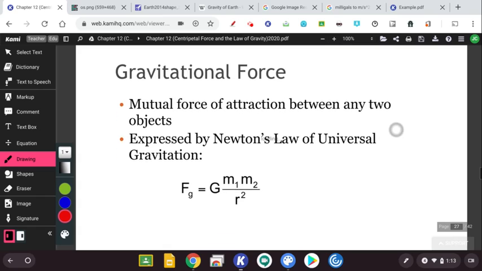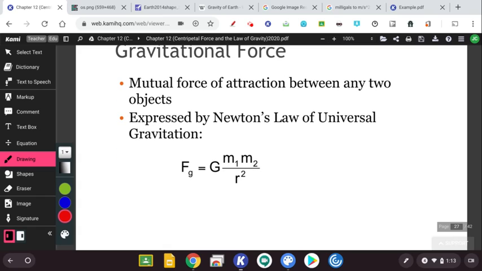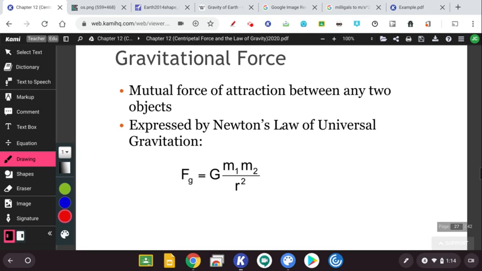Gravitational force is, again, a mutual attraction between two objects. It is an attraction. It does not repel. When we talk about electrons and protons, we talk about the fact that electrons and protons are attracted to each other, but two electrons and two protons are repelled from each other. That's going to have a similar force to this gravitational force, but in terms of gravity, gravity only attracts two objects together. So it's a mutual force of attraction.